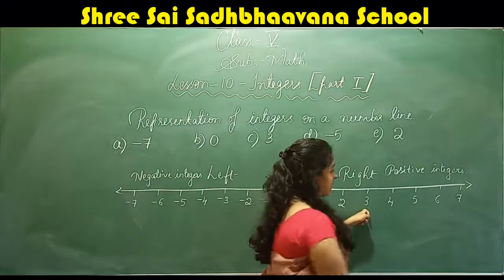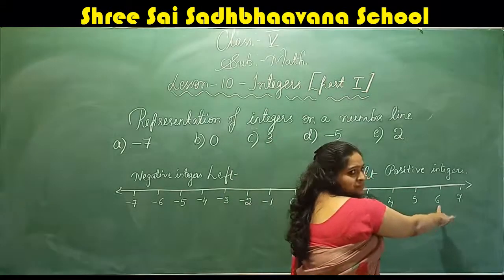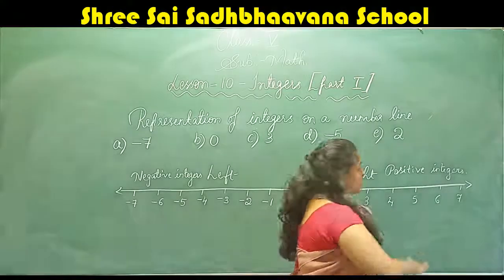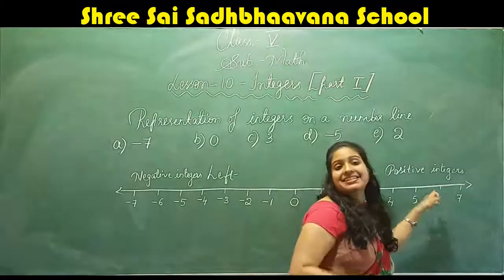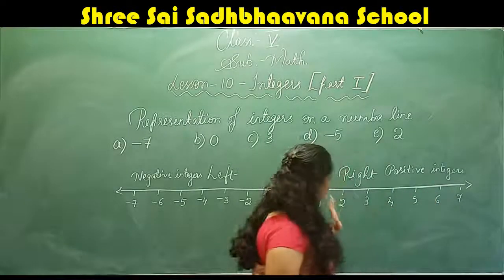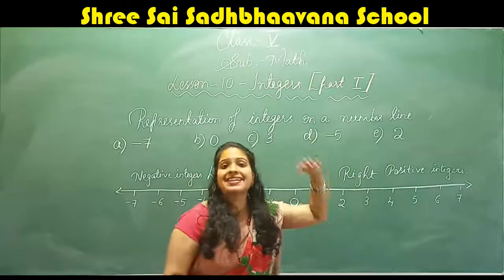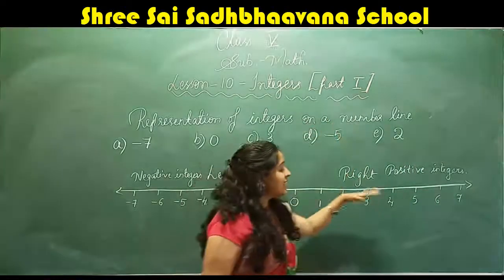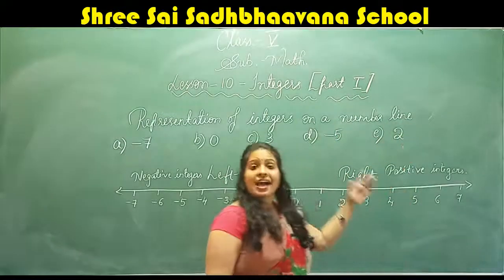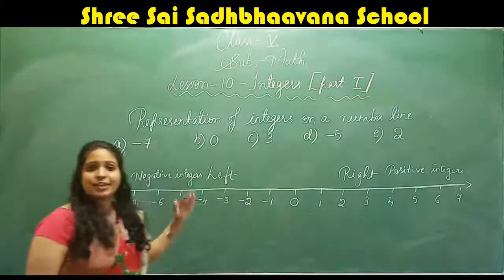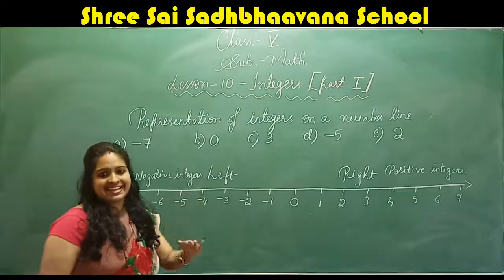Now here 3 is there, and here 6 is there. Okay? 6 is to the right of 3. That means 6 is greater than 3. As we move to the right side of the 0, values are increasing. As we move to the left of the 0, values are decreasing.